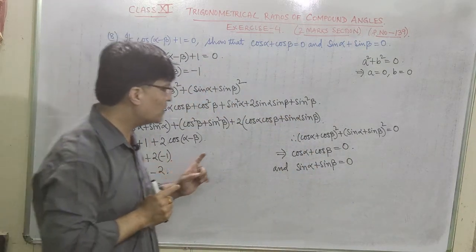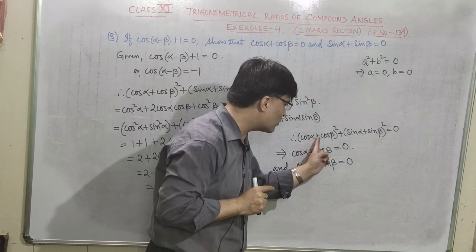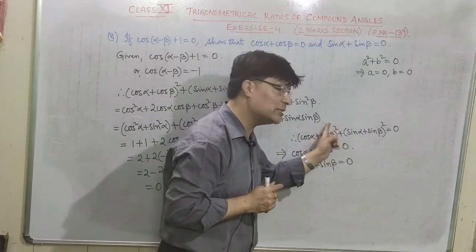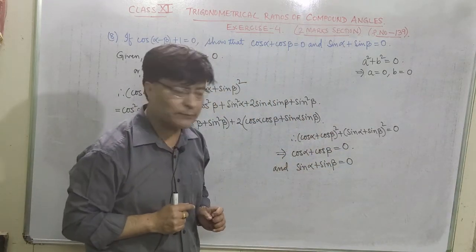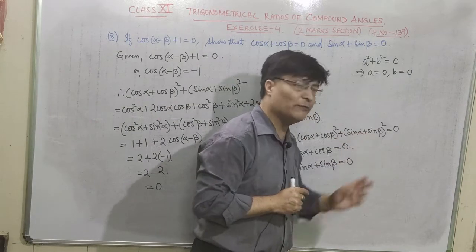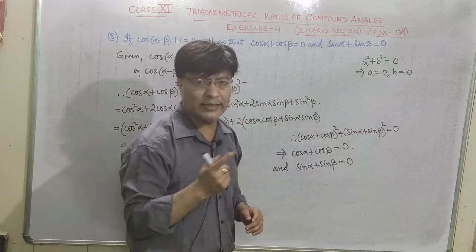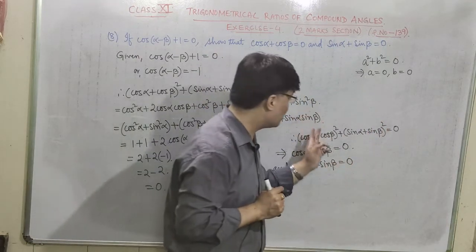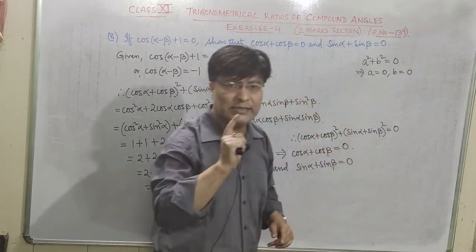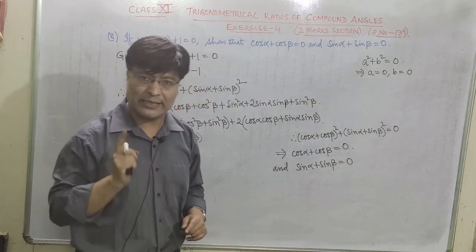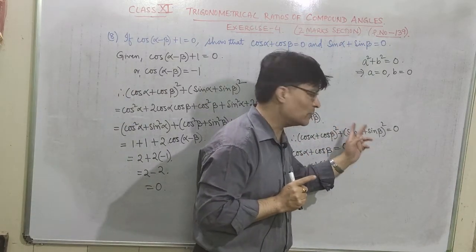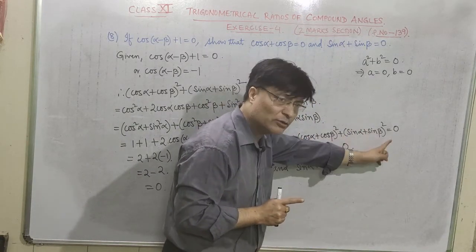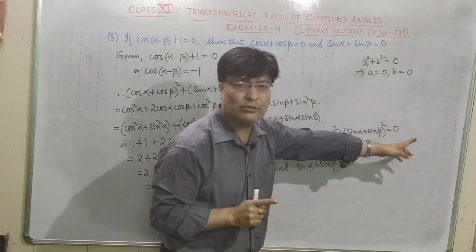So I already explained you that whatever may be the value for cos alpha plus cos beta, whether it is positive or negative, because of this whole square, this is always a positive quantity. Similarly, whatever may be the value for sin alpha plus sin beta, because of this whole square, this is also a positive quantity. So positive quantity plus positive quantity is not equal to 0. Is that clear? So this is equal to 0 if the individual values, that is cos alpha plus cos beta is equal to 0 and sin alpha plus sin beta is equal to 0.